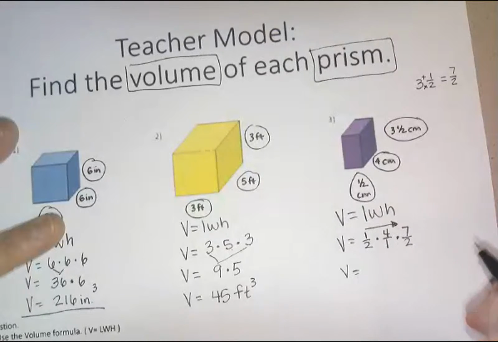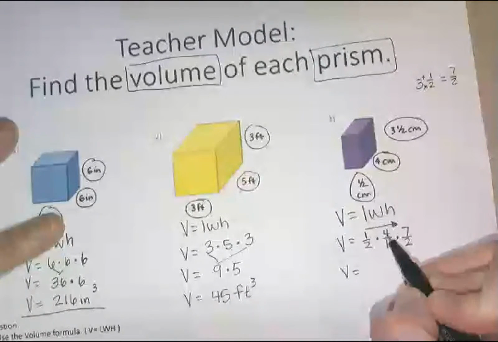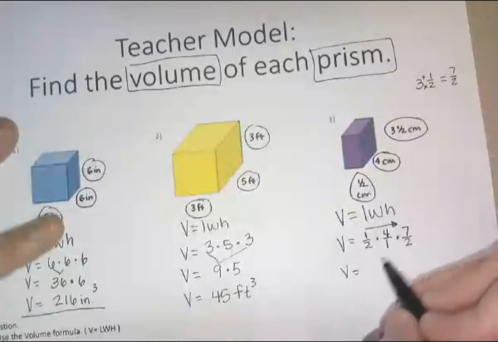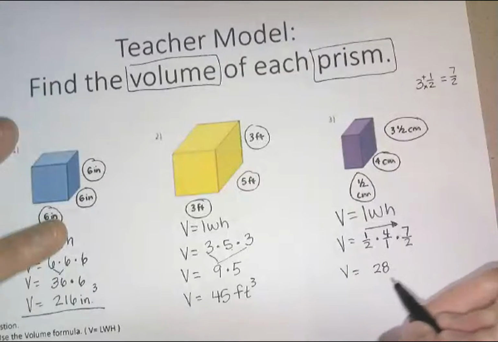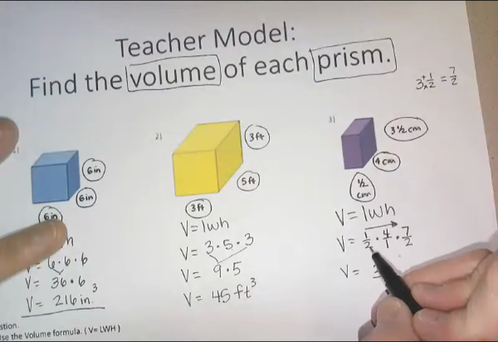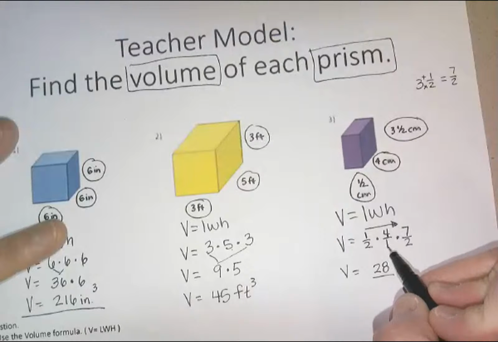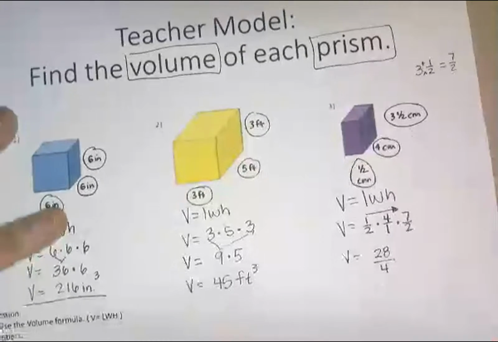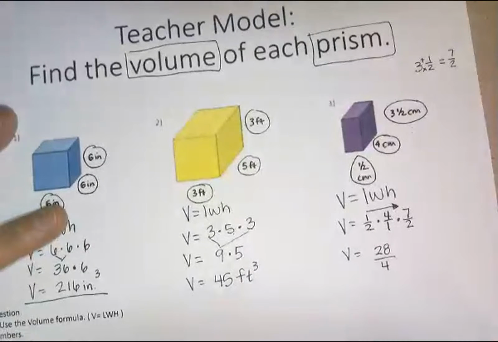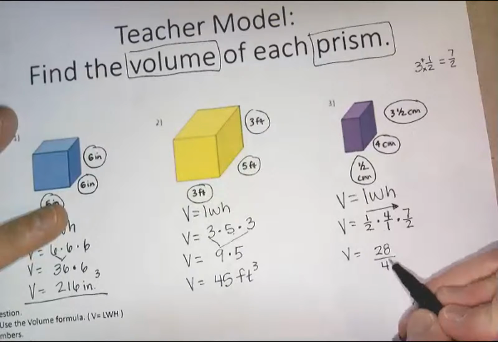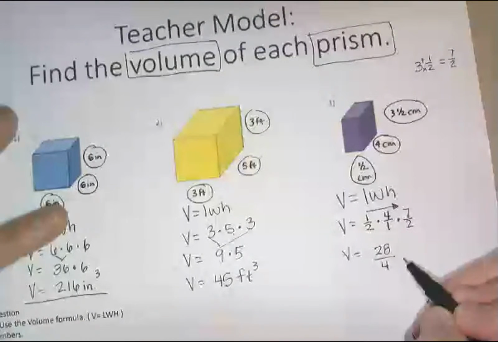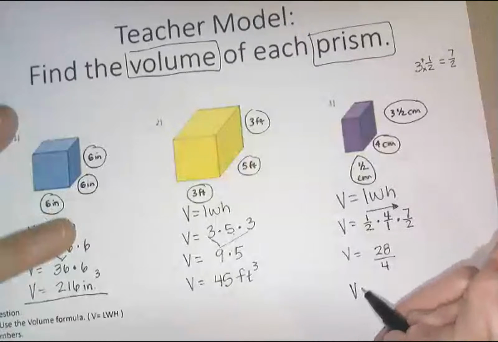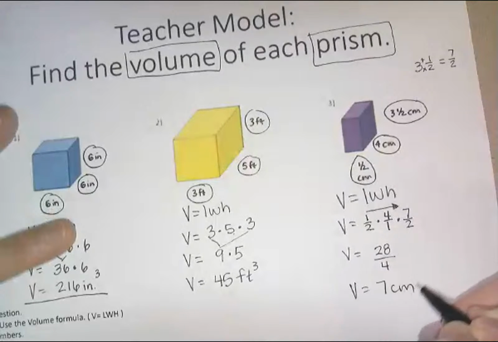So let's see. 1 times 4 is 4, and 4 times 7 is 28. Okay, in the bottom, 2 times 1 is 2, times 2 is 4. Okay, let's take a look at that. 28 fourths. If you know your multiplication or your division, I know that 28 divided by 4 is going to be 7. So volume equals 7 centimeters cubed.